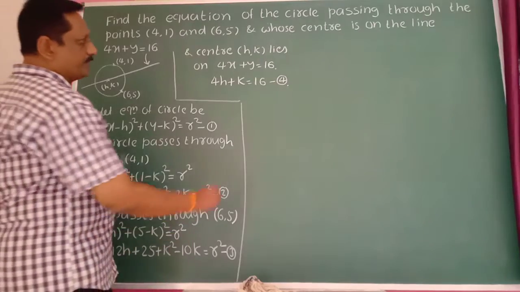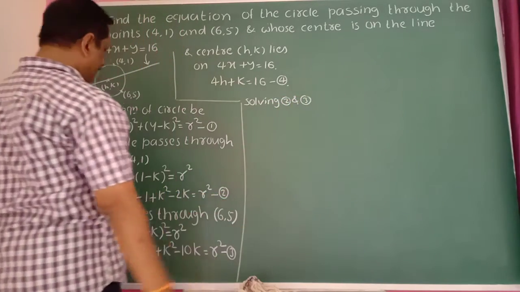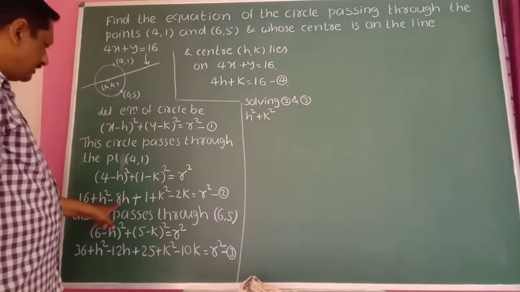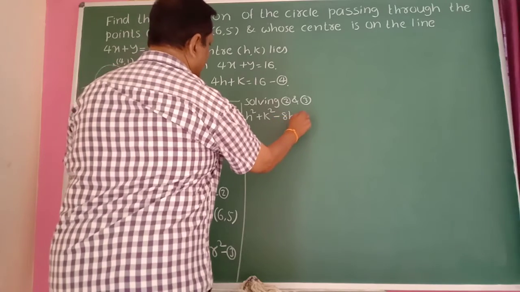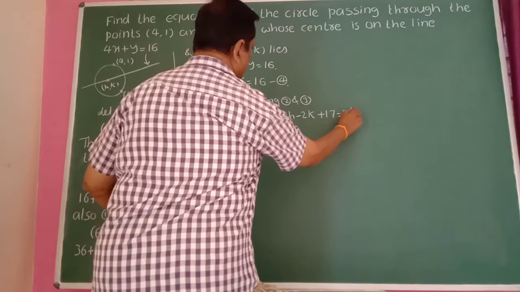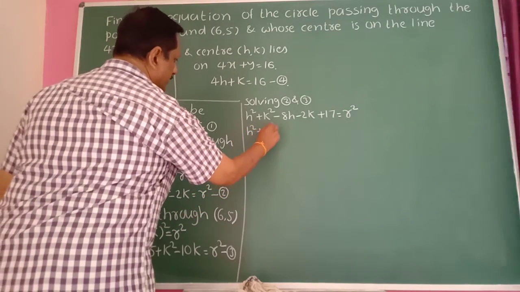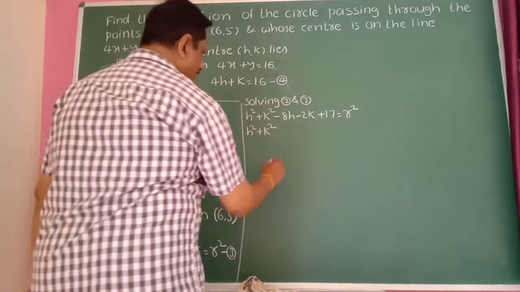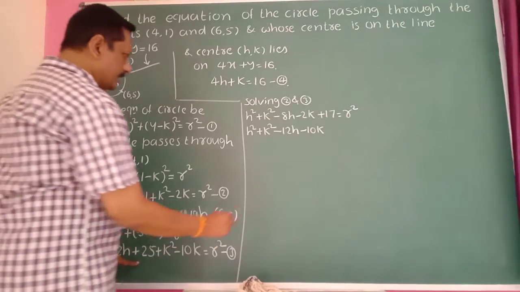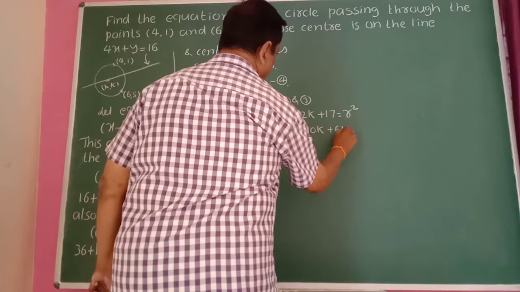Solving equations 2 and 3. Equation 2 is h² + k² - 8h - 2k, and 16 plus 1 becomes 17, plus 17 is equal to r². Equation 3 is h² + k² - 12h - 10k, and 36 plus 25 is 61, so plus 61 is equal to r².